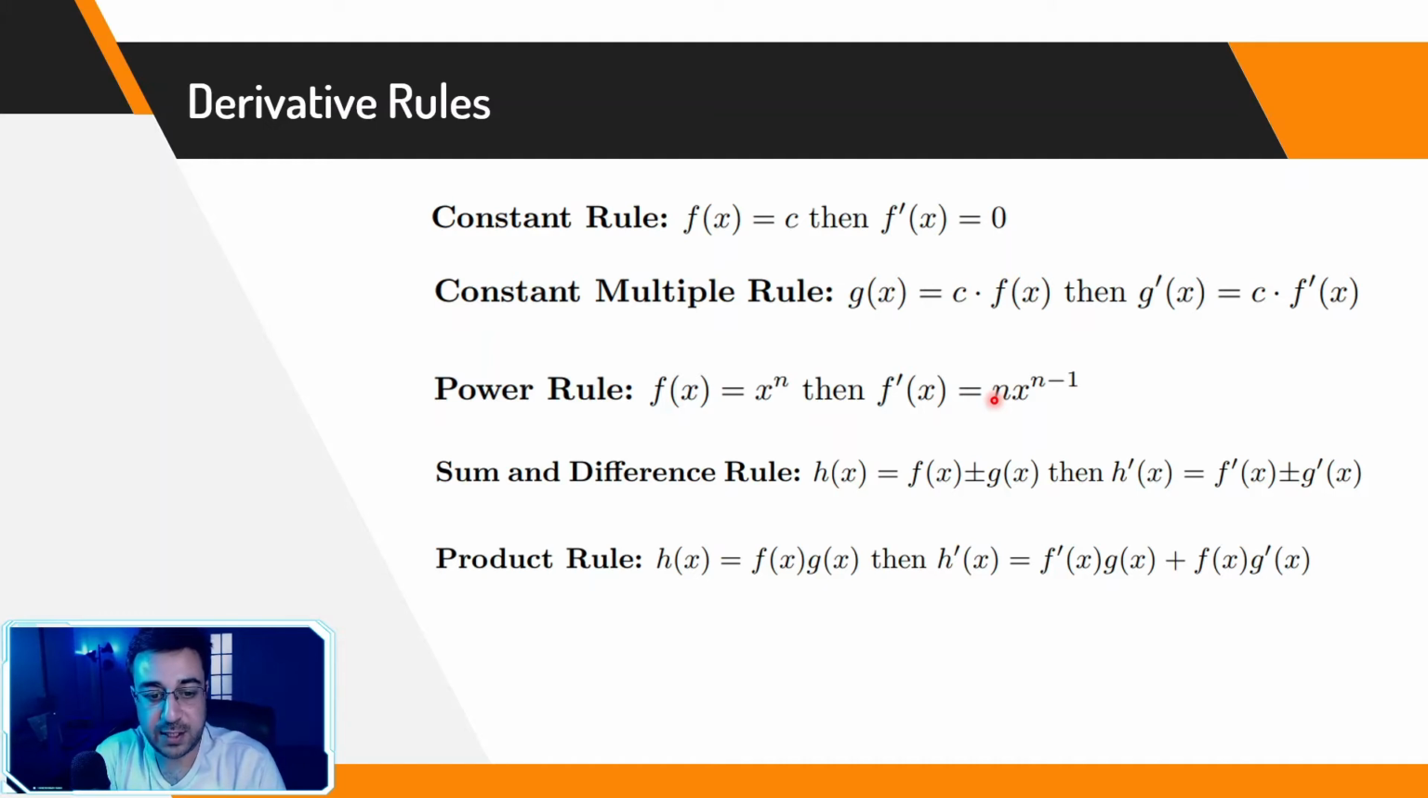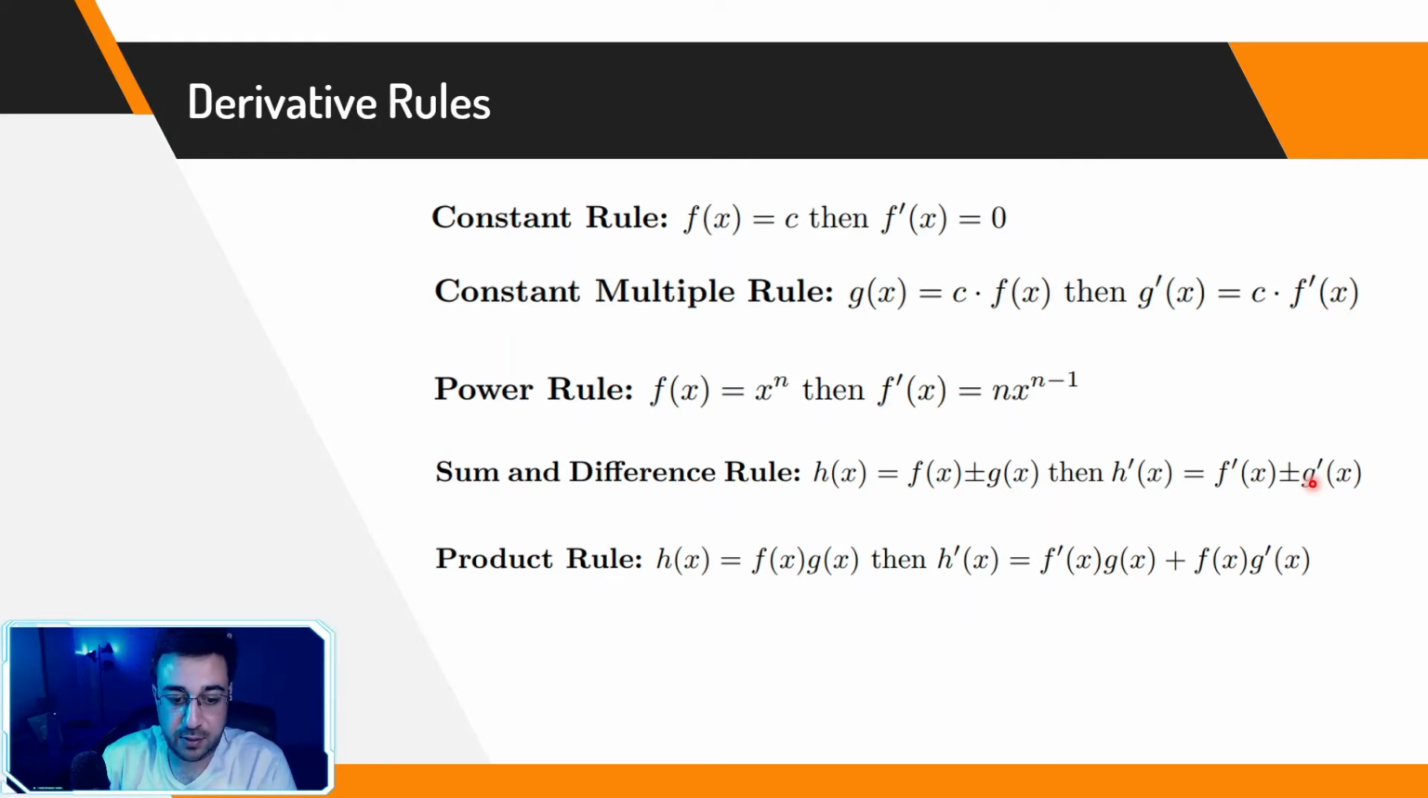Now the rule of sum and differences. If you have a function h of x that is a combination of the addition or subtraction of two functions, and you need to do the derivative of that function, what you do, if h of x equals f of x plus or minus another function g of x, then h prime equals f prime of x plus or minus g prime of x. So the derivative can be distributed over the contained functions in this case.